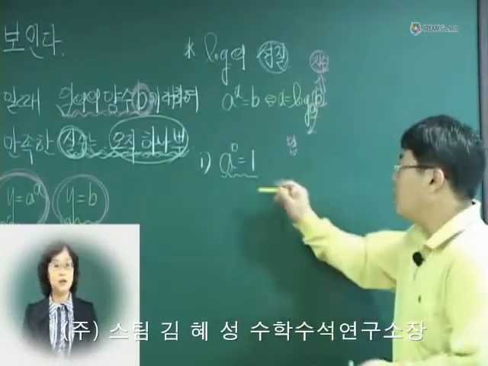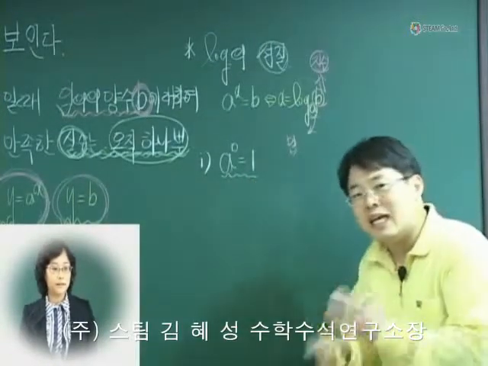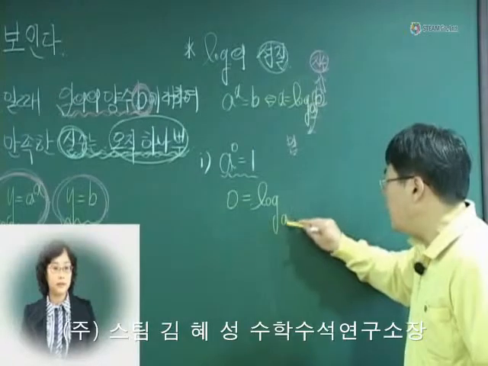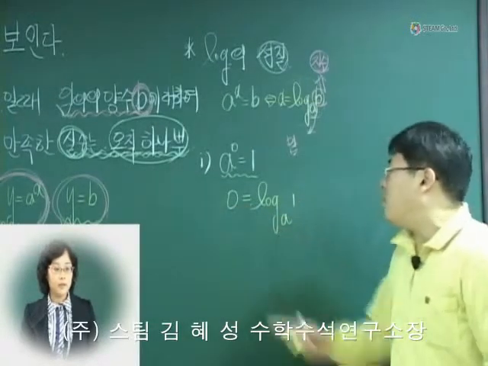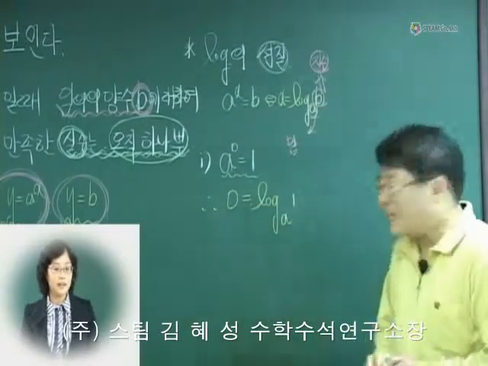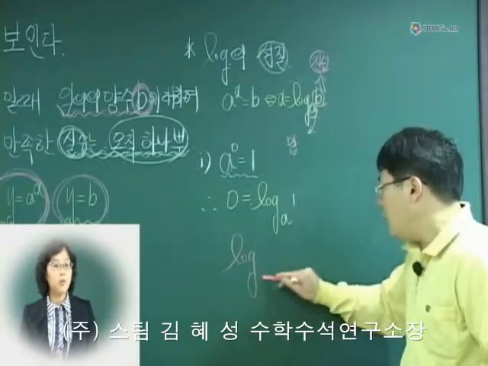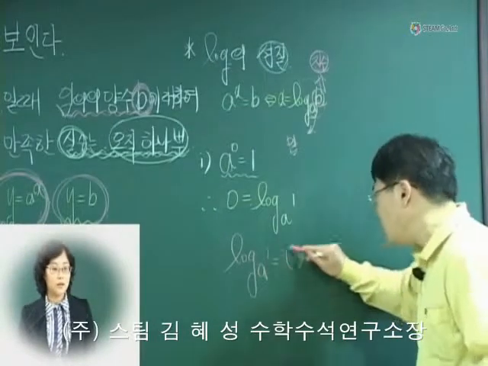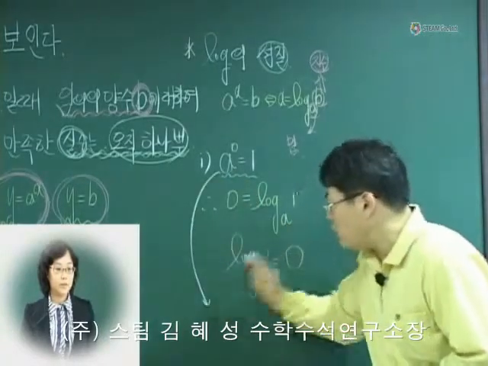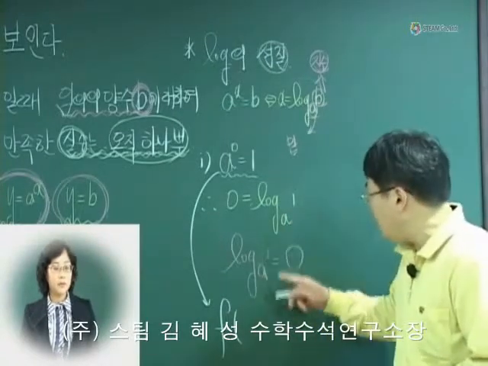We change it into log relation. Since a to the 0 power is 1, 0 is log base a of 1. This is one of the properties of log. Okay, we write it again: log base a of 1 equals 0. Think with the logarithm. You can write it this way: f of 1 becomes 0.